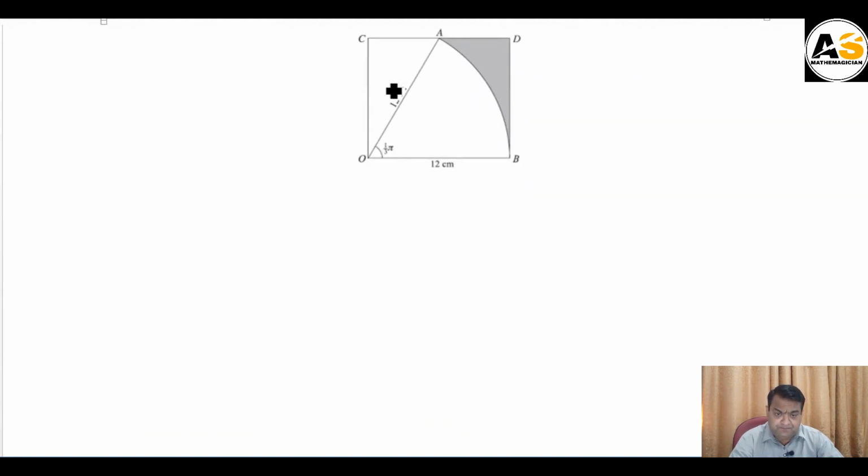What will be our line of action? Okay, this shaded area will be area of this trapezium minus area of this sector. Now to find the area of this trapezium, this side is 12, opposite parallel side is unknown, we will have to find this side first. And this side also is the height of the trapezium, this will also be calculated by using this information. What is angle COA? Angle COA is equal to pi by 2 minus 1 by 3 pi, which is pi by 6 radian.